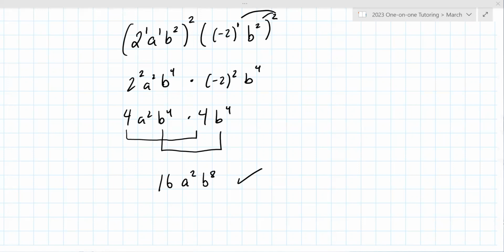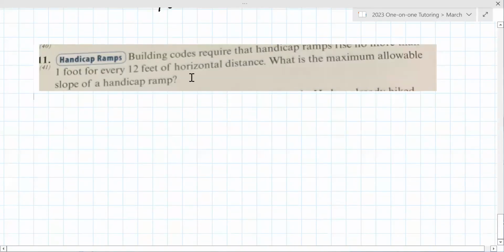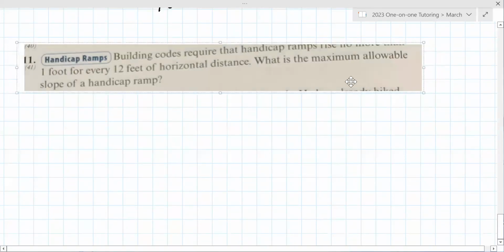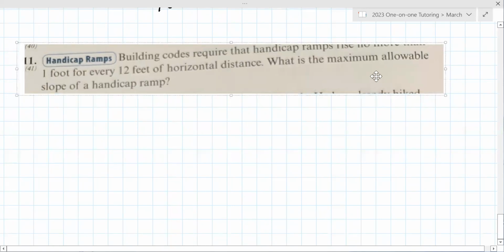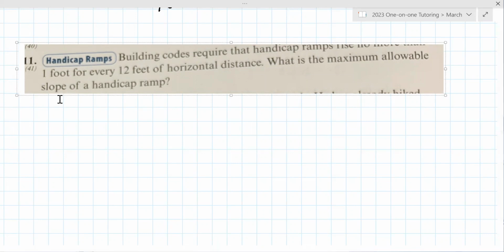Okay, number 11, we'll do next. Let's take a look here. Handicap ramps. Building codes require that handicap ramps use no more than 1 foot for every 12 feet of horizontal distance. What is the maximum allowable slope of a handicap ramp?